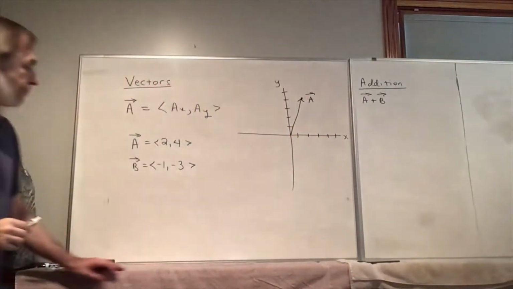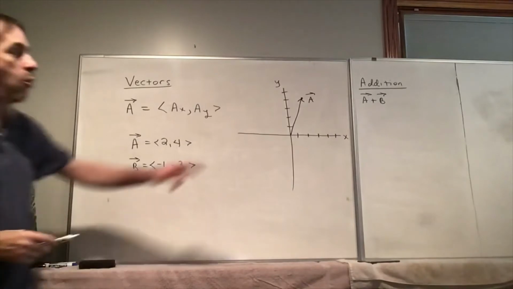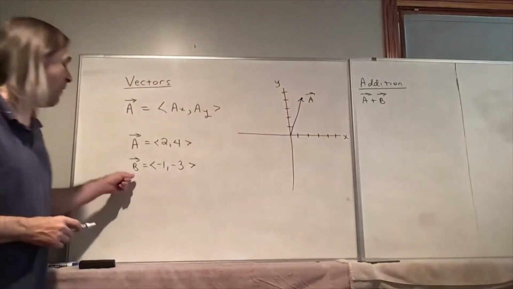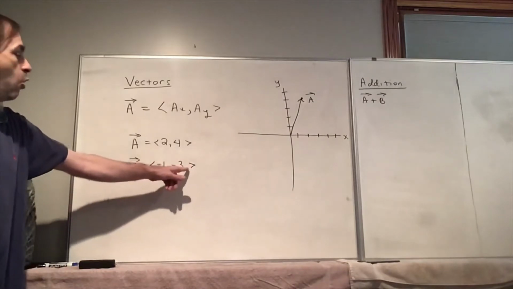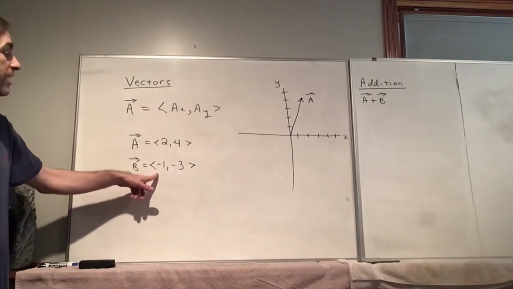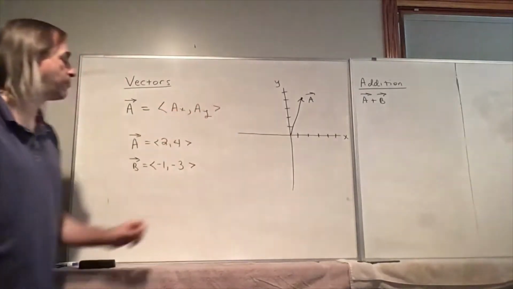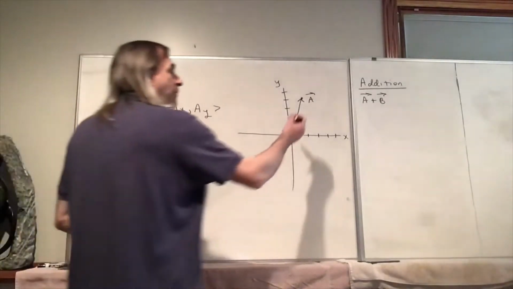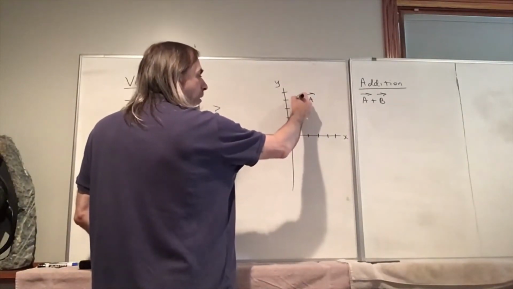Okay. Now, let's say at this point now you're here. What if we apply vector B as another displacement vector? So that means we go over 1, negative, so that'd be to the left, and then we go down 3 because up is our positive direction. So vector B would go over 1 and down 3.